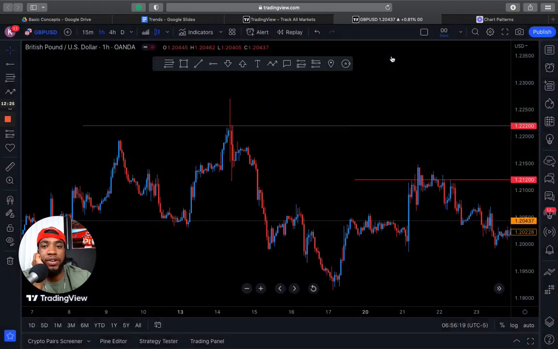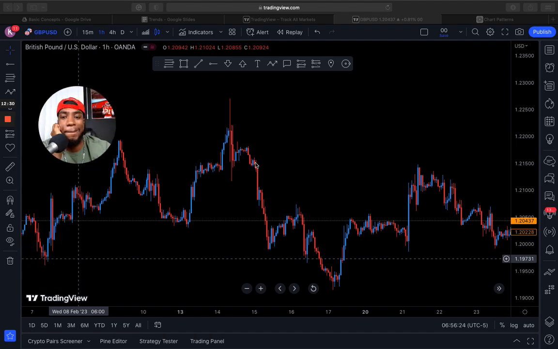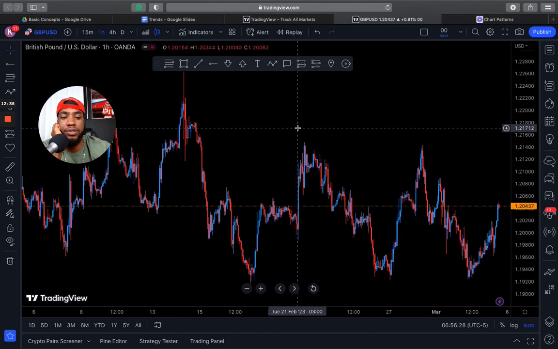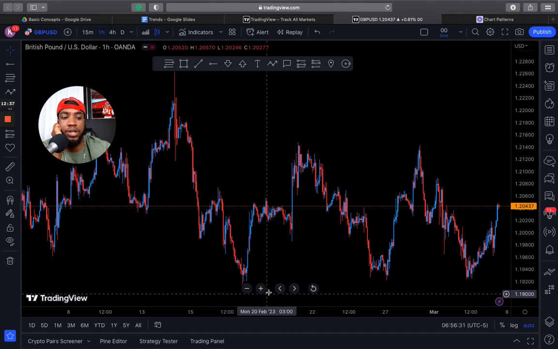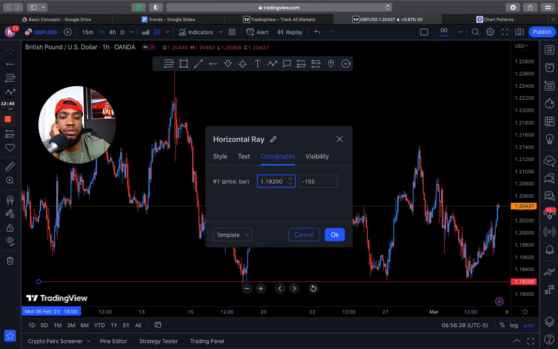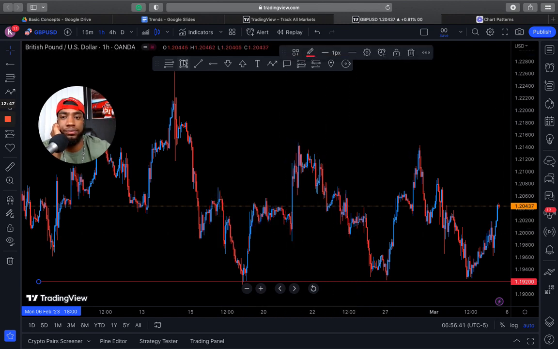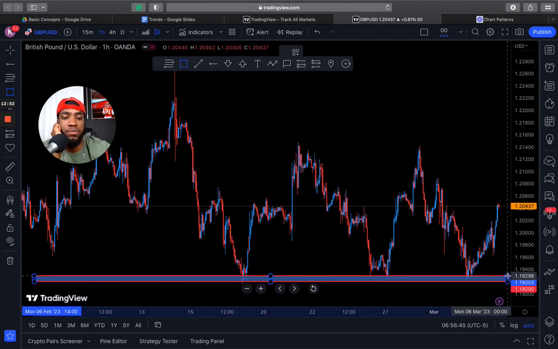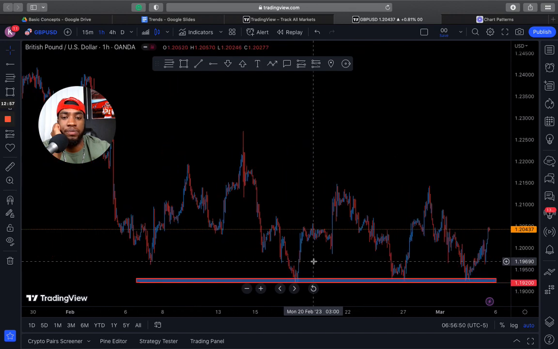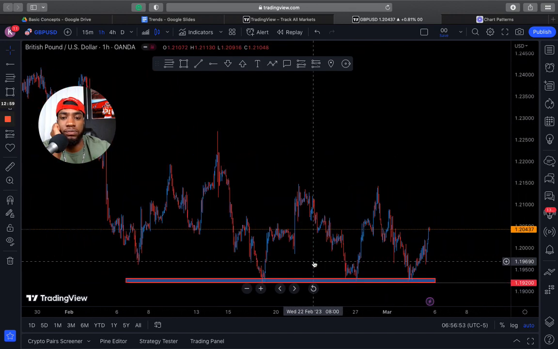So when it comes to identifying things like support and resistance, what you want to do is look for where price is testing multiple areas. So like I'm looking here, 1.19200, great level. All right, great level. I'm just going to draw a little box. So I mean, this is a support zone. All right. I'm going to look above.